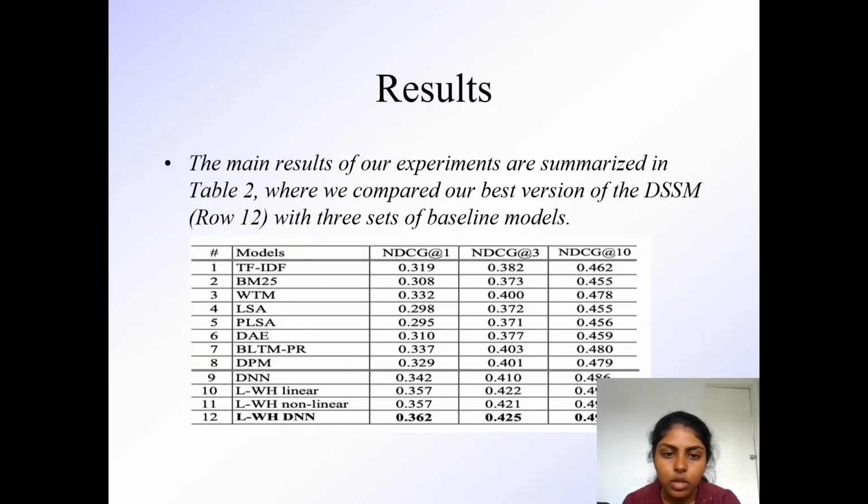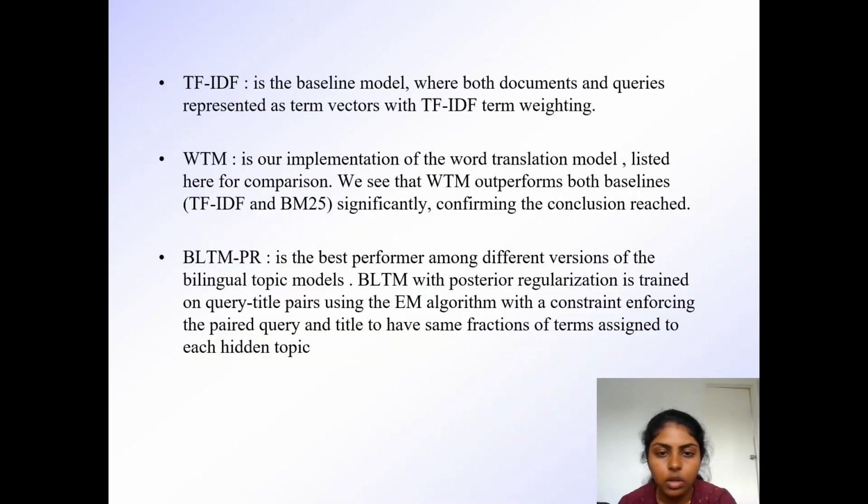Here are the results of the web search. The main results of the experiments are summarized in this table, where we have compared our best version of DSSM with three sets of baseline models. Here we have used TF-IDF, the baseline model where both documents and queries are represented as term vectors with term weighting, as well as WTM and BLTM-PR.